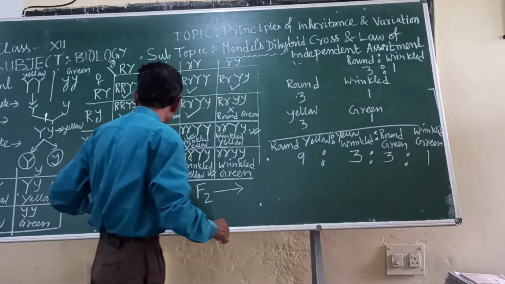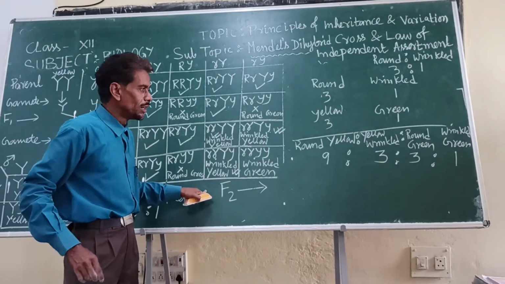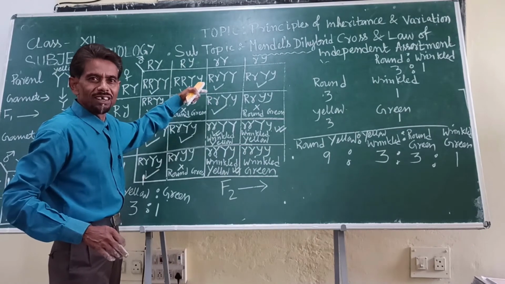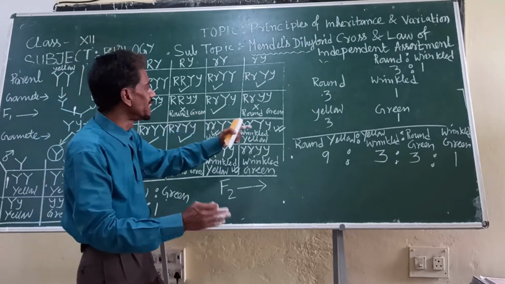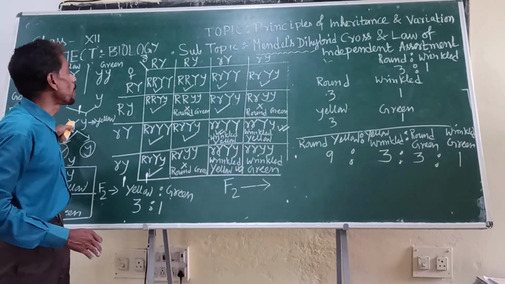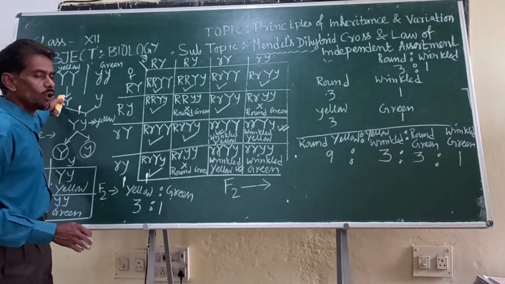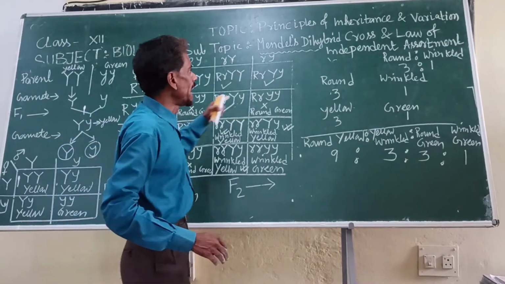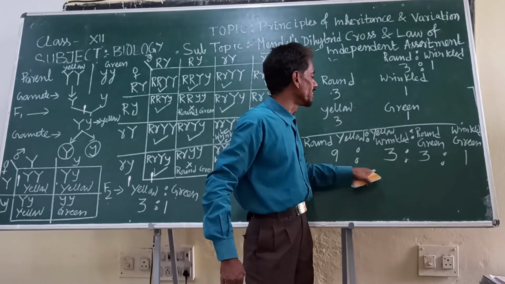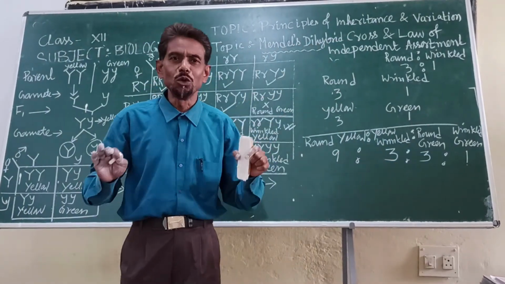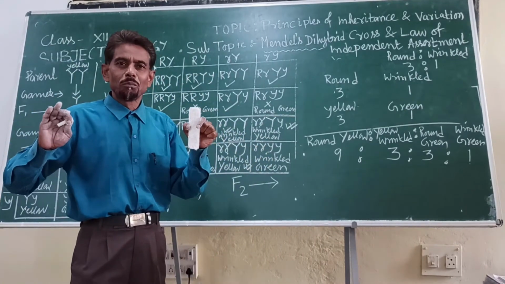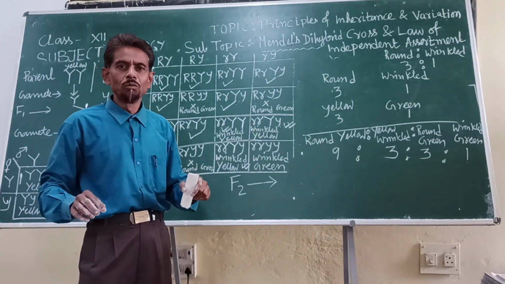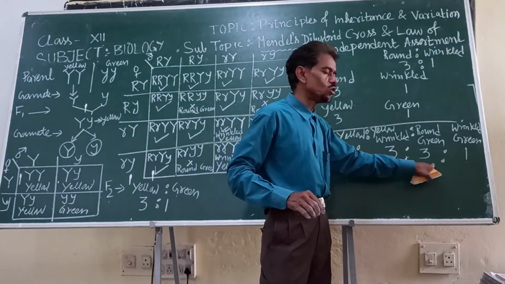So in this dihybrid cross, the result you got in the F2 generation was 9:3:3:1. When the two monohybrid crosses of the same characters we have taken and separately done, and then the product of the two monohybrid crosses, round versus wrinkle on one hand and yellow versus green on the other, 3:1 each, are multiplied, again we are getting the same 9:3:3:1. So by this time we could come to know that the phenotype of the F2 generation of a dihybrid cross we are getting in the form of 9:3:3:1 ratio.